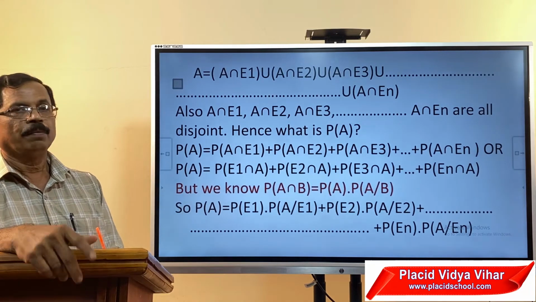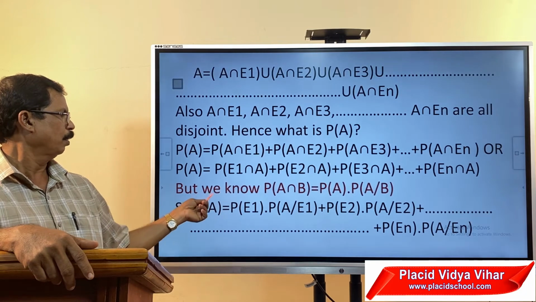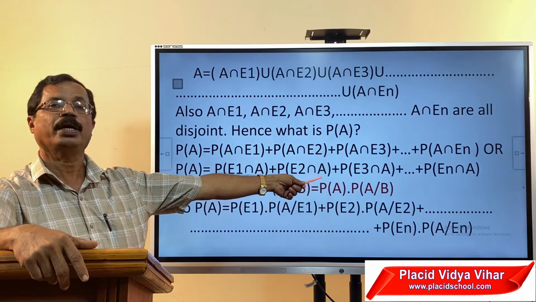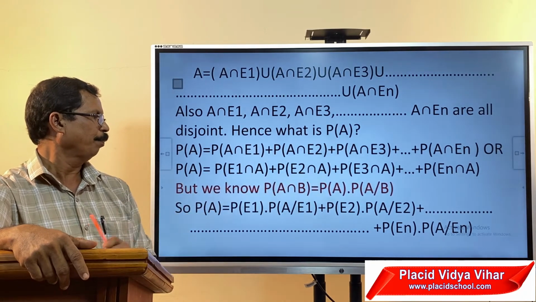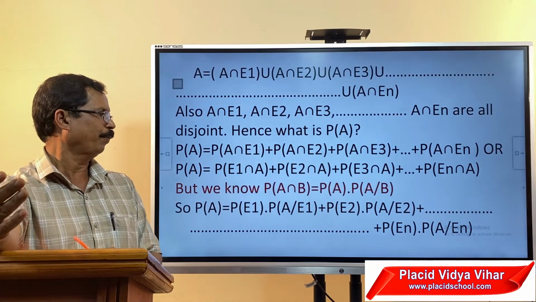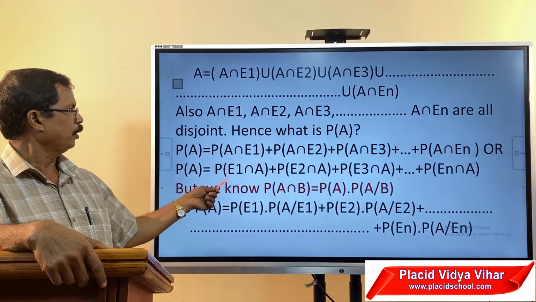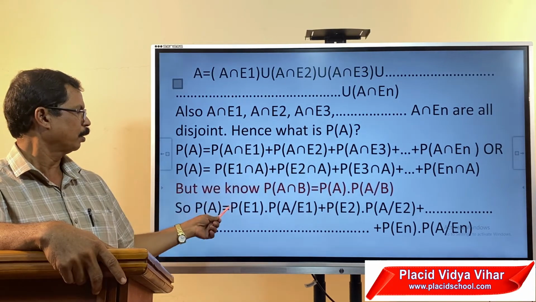That's all. But you know the multiplication theorem. What is your multiplication theorem? Look at this. We know that P of A intersection B is equal to P of A into P of B given A. Look at this. P of A intersection B is equal to P of A into P of B given A. So each term in the above equation can be replaced by that formula.